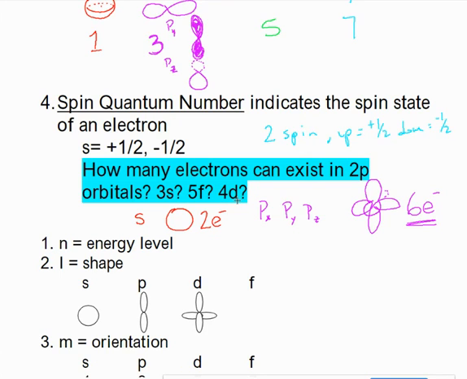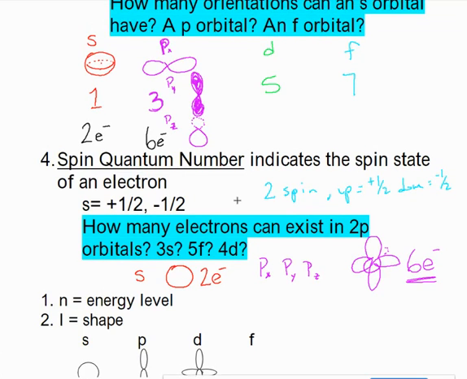Let's add that to our chart up here. This holds 2 electrons. This one holds 6 electrons. The d orbitals hold 10 electrons. And then lastly, f holds 14 electrons. So you're going to want to remember how many electrons fit in each of these shaped orbitals.